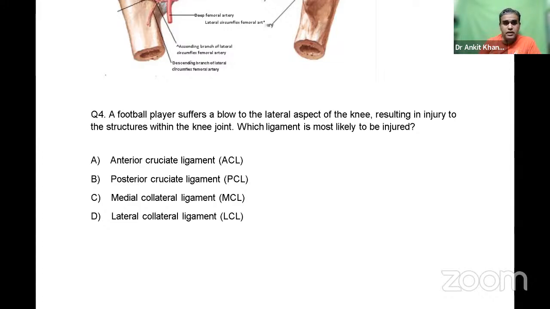Okay, a football player suffers a blow to the lateral aspect of the knee, the outside of the knee, resulting in injury to the structure within the knee joint.